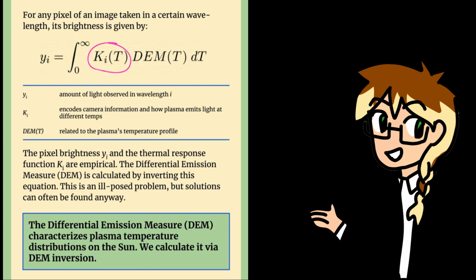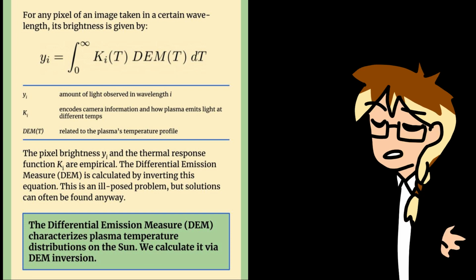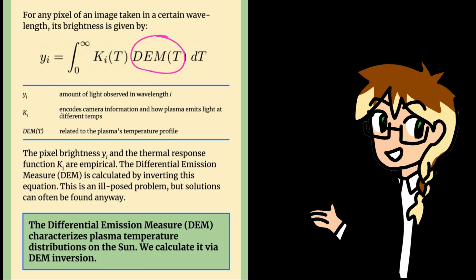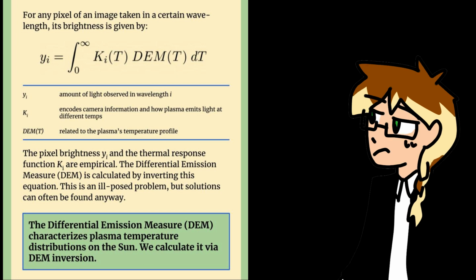The K here is called the temperature response function, and it tells us how much a plasma of a given temperature should emit light in the specific color I, and of that light, how much of it will we actually see with our camera. This part encodes both the properties of the plasma and the properties of the camera we're using to look at that plasma. Then we have the DEM, or differential emission measure. It's related to the temperature profile of the plasma we're looking at, and this is why we want to calculate it. It tells us about the temperature. So why can't we solve for it? Why are we getting these black pixels?